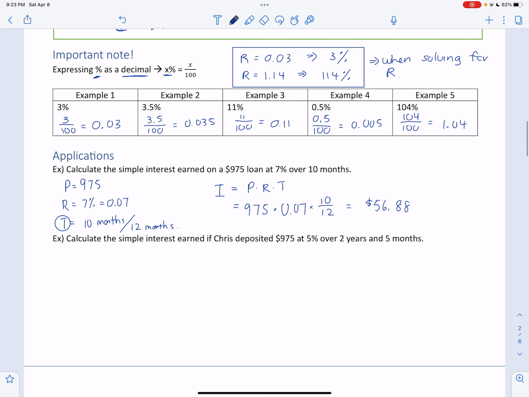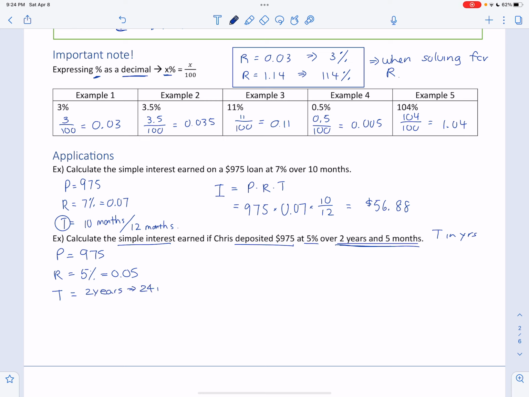Okay. Next example: calculate the simple interest if he deposited the same amount that we saw, at 5% for 2 years and 5 months. Okay, so this is what we need to think about. Remember, time was in years, but they're giving us 2 years and 5 months. Principal, 975. Interest, 5%, basically 0.05. Time. Okay, how do I convert this all into months per year? Well, 2 years is 24 months because there are 12 months in a year. So times 2, I get 24. Now, with the 5 months, I have 24 plus 5. That's 29 months in total. To represent this in years, we just have to divide this by 12.